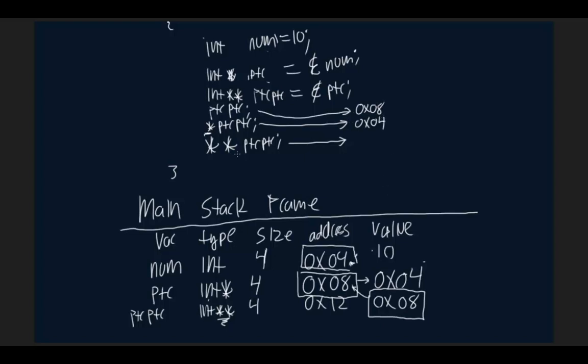The last thing we do is we dereference, but then we dereference what we dereferenced, which means that we go from 0x04, we look up that address, which is an integer right here, which if you remember is our num variable, and then we look at the value of num, which is 10, and we get 10.